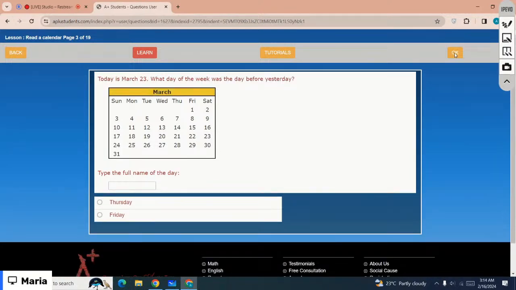Okay, today is March 23. What day was the day before yesterday? Which is the correct option? Today is March 23, so on March 23 you have Saturday. Yesterday was Friday. And before yesterday, there is Thursday, right? That means 21 it is. Thursday it is. Got it? The correct option is Thursday.